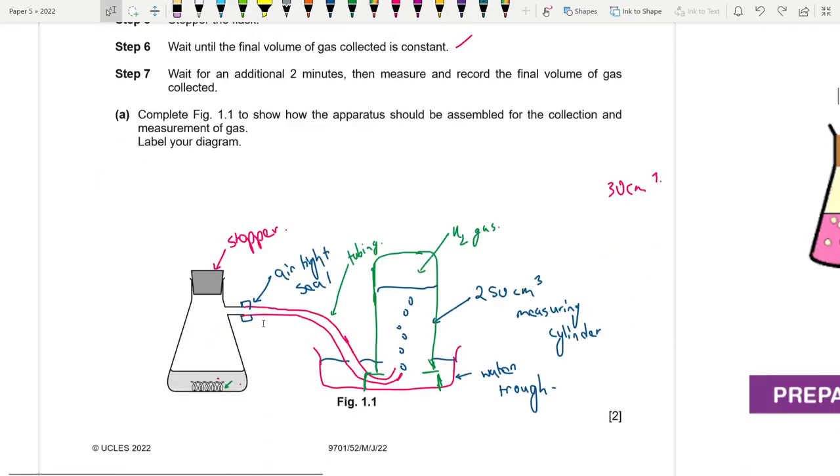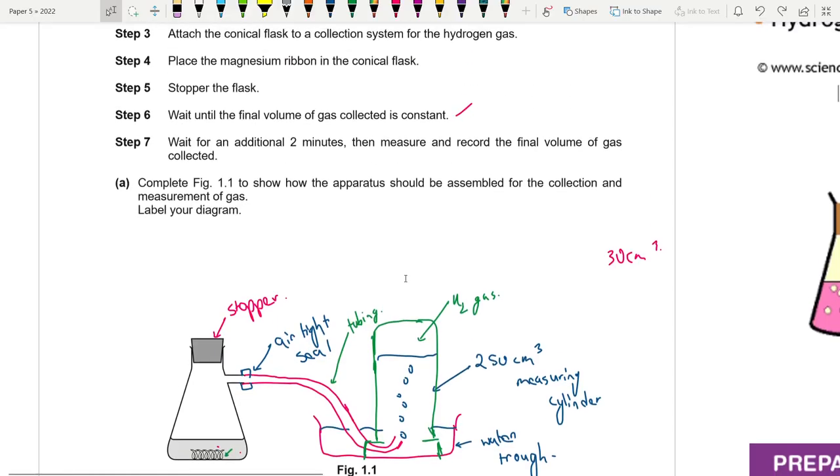Okay, so this is the tubing. It delivers the gas inside the water. It passes through the water trough. There are holes in the water trough which allow for the tubing to pass through, and then these are the bubbles of hydrogen gas which are collected over here. Okay, so we need to wait until the volume measured is constant.